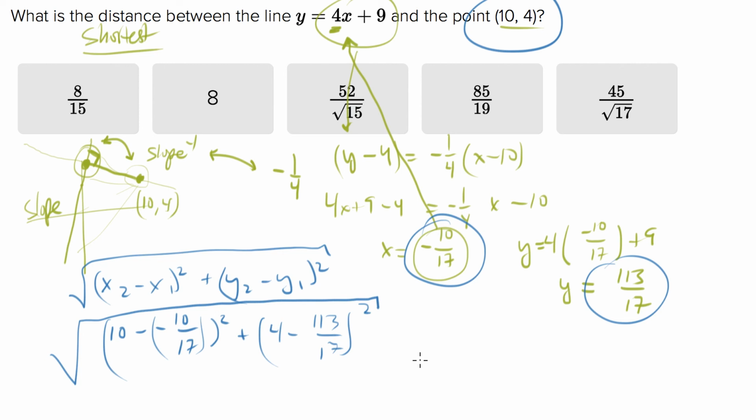And what you end up with is 45 over root 17, which isn't even simplified. There shouldn't be a radical denominator. But that is an answer choice. Whew, thankfully, that is an answer choice.